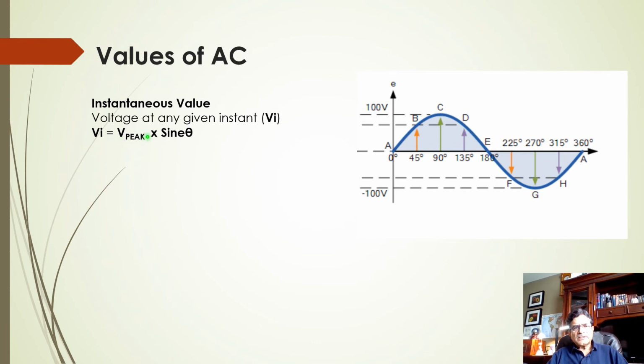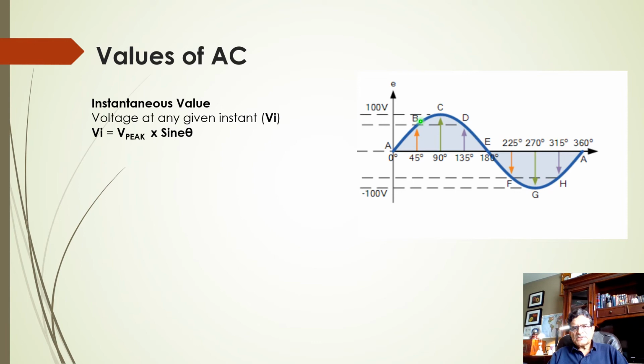V peak times sine of the angle, because this is the pendulum motion. So all these values are governed by the sine of the angle, sine of 45, sine of 90, sine of 135, sine of 180, sine of minus 225, minus 270, and so on. When you use those sine values, you will get here, if this is 0, it will be not 100 but not 0. It will be 70, we'll talk about that. It will be actually around 70 volts.